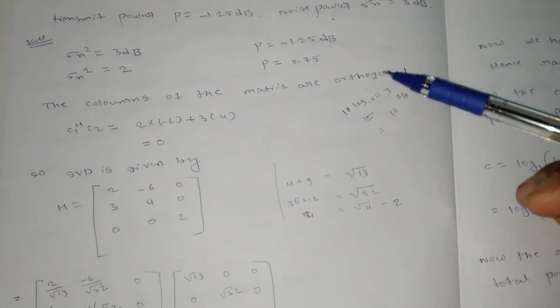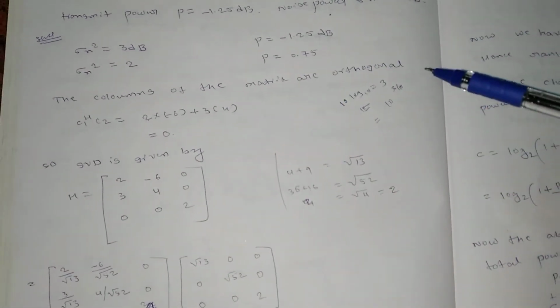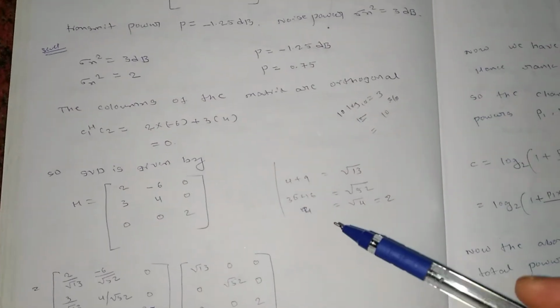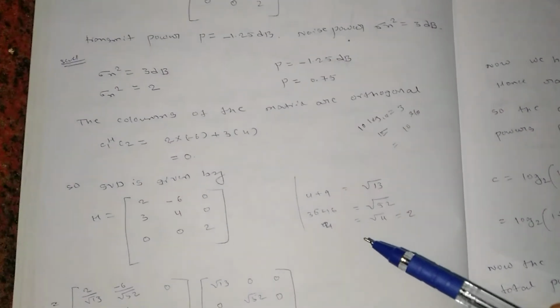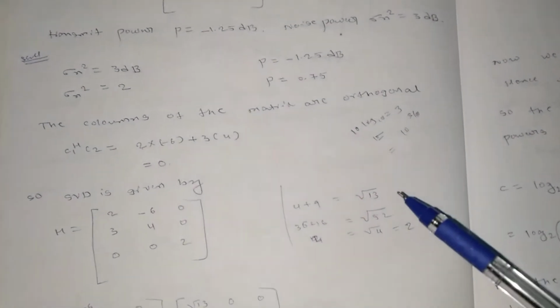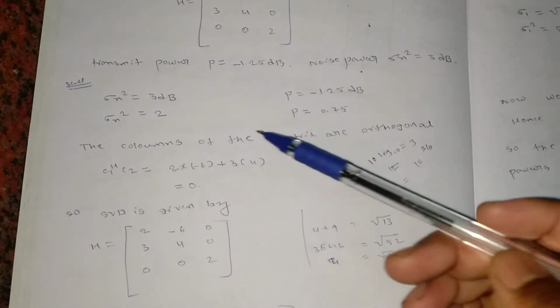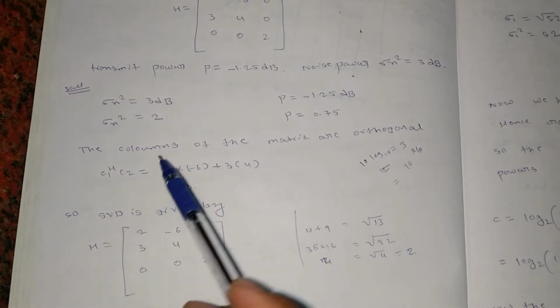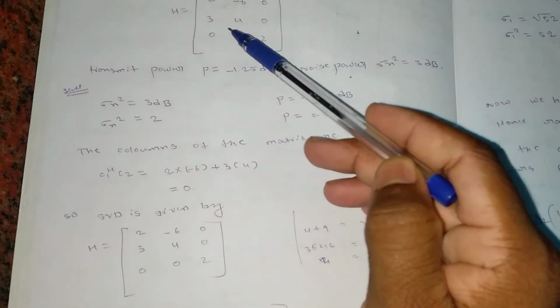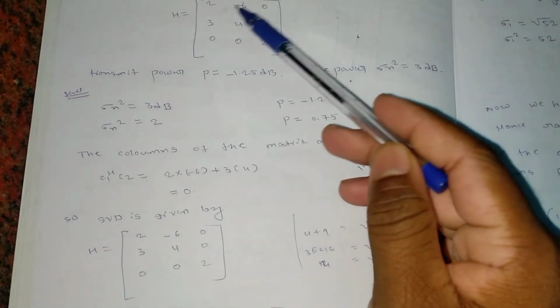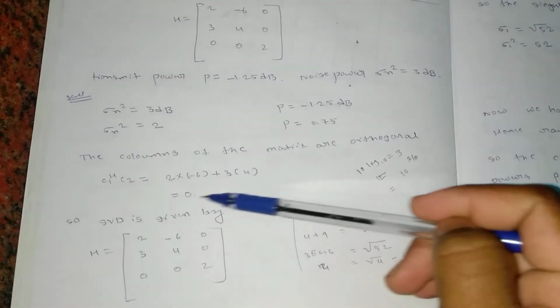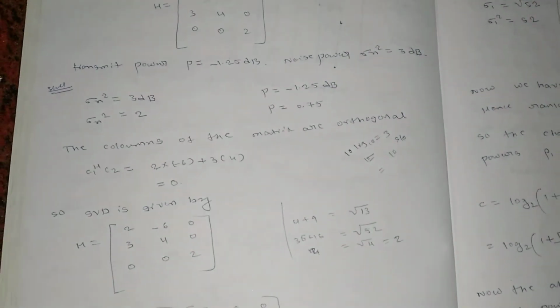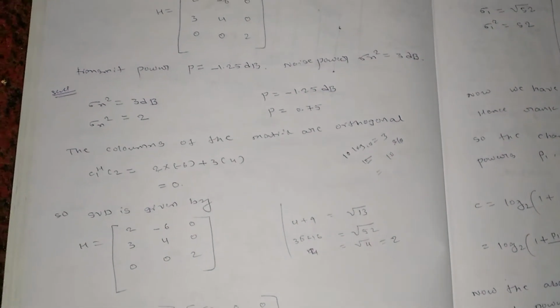So the next thing is the columns of the matrix are orthogonal, so we need to check whether they are orthogonal or not, because that is the important property. Okay, so then I will just take C1 Hermitian C2. C1 is this one and C2 is this one, so just multiply these two columns, and we will get the result like this. Alright, so it is 0. You can check those out.